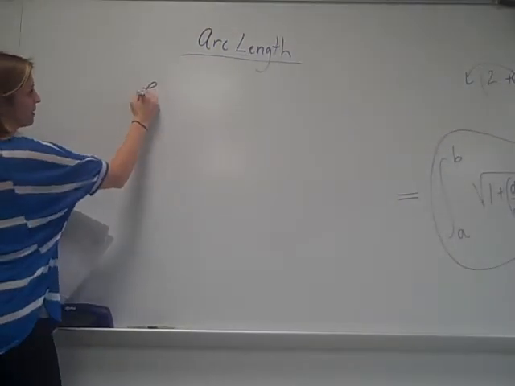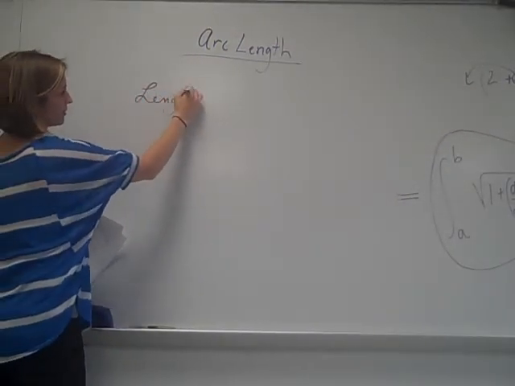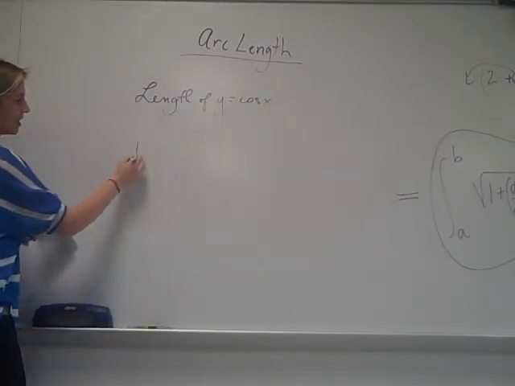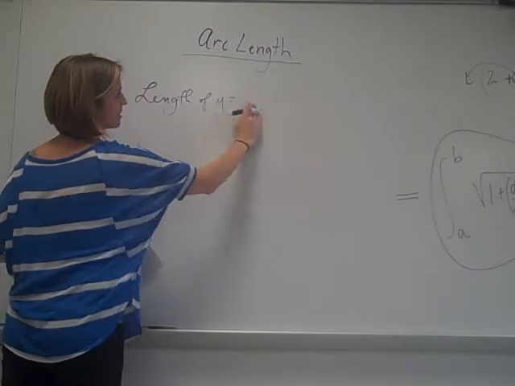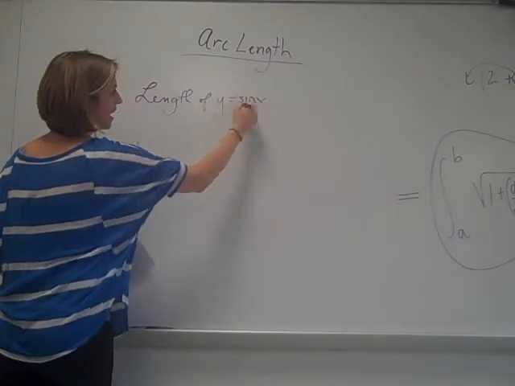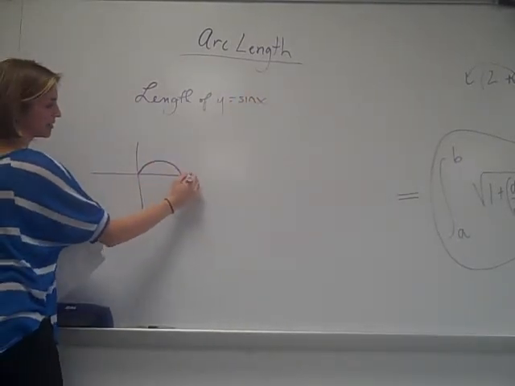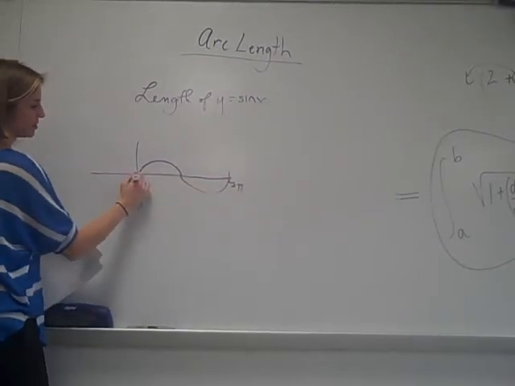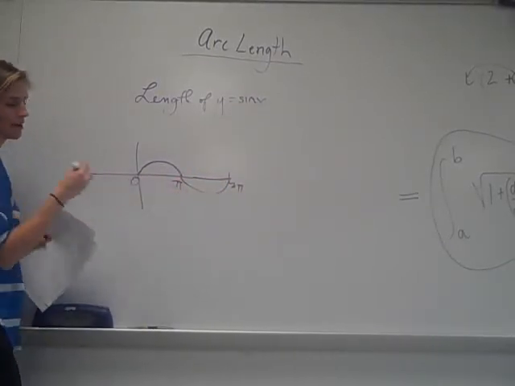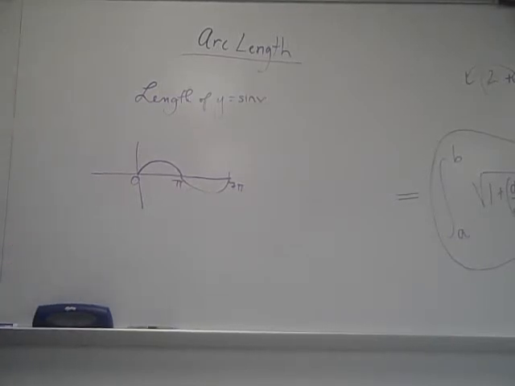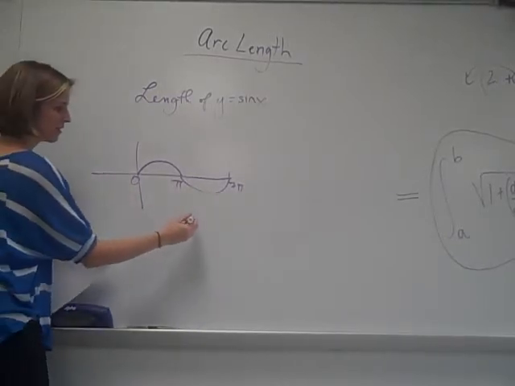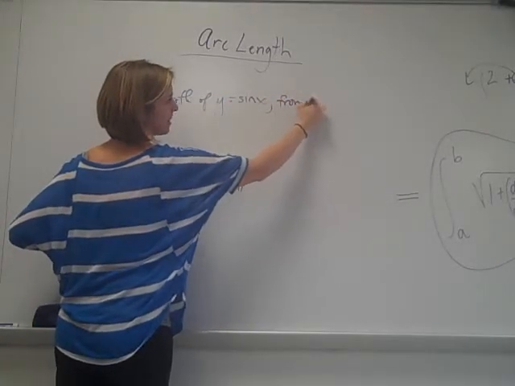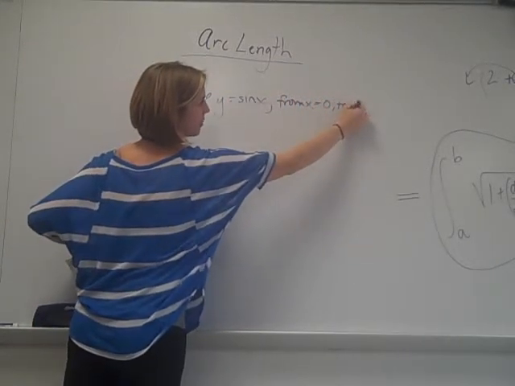Let's find the length of cosine x. Actually, I'd say sine x. Haven't you ever wondered how big one hump of sine is? What would we go from 0 to? Pi. Yeah. Always wondered how long the sine is. So let's find the length of sine from x equals 0 to pi.